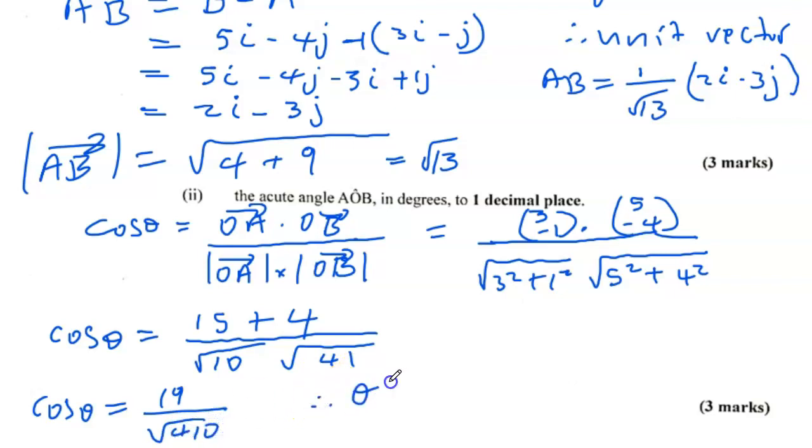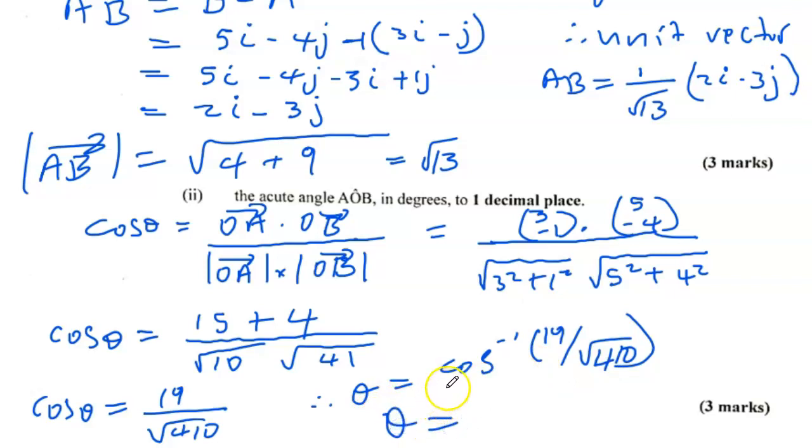Therefore, theta would be cos inverse 19 over the square root of 410. Okay, I have to enter that in the calculator. So theta, and they want the answer to 1 decimal place, 20.2 degrees.